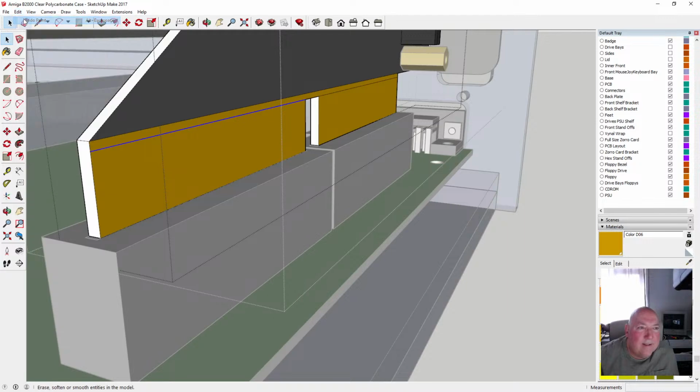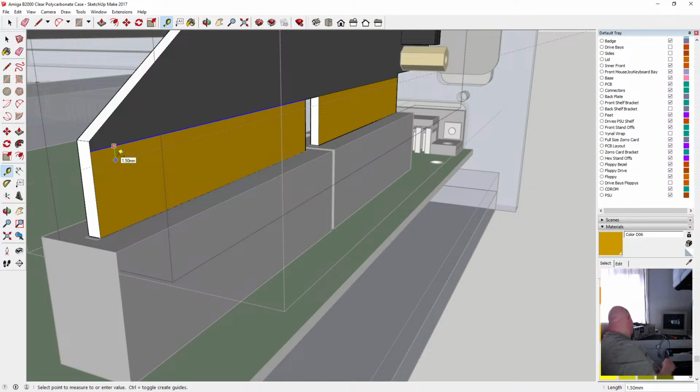Right, undo that. Undo that, undo that, undo that. What we need to do is draw the line lower. So let's go down. What is it? 2 mil? 1.5 mil? Yeah, it's quite a lot. Okay, so it doesn't sit in all the way. Let's say 2 mil.